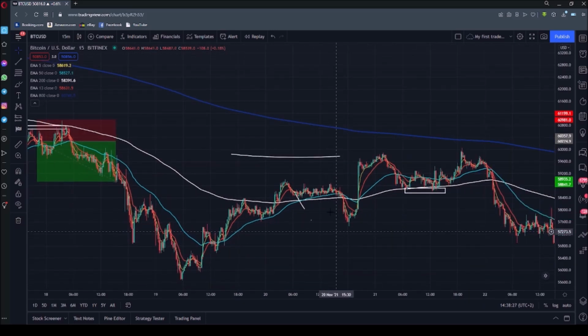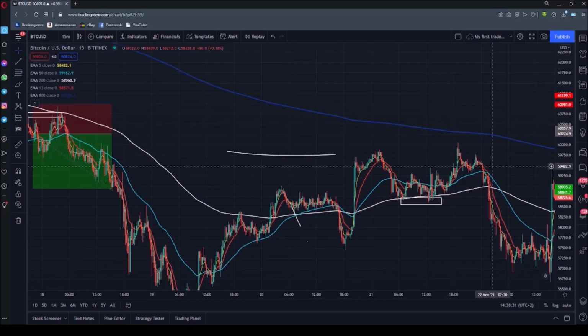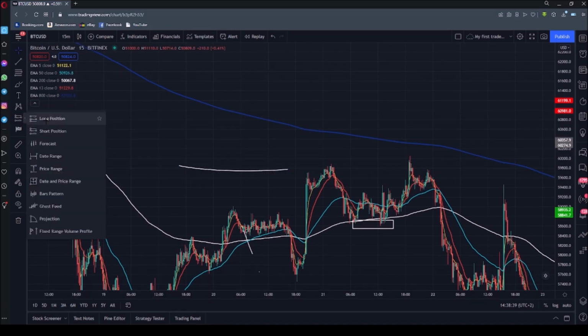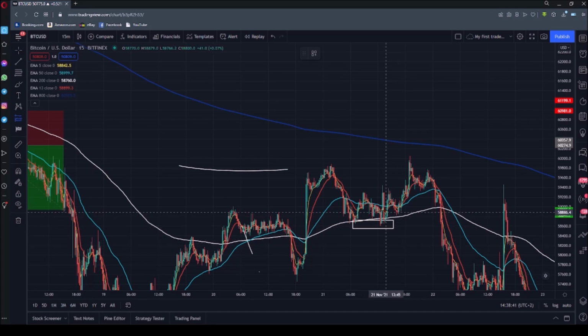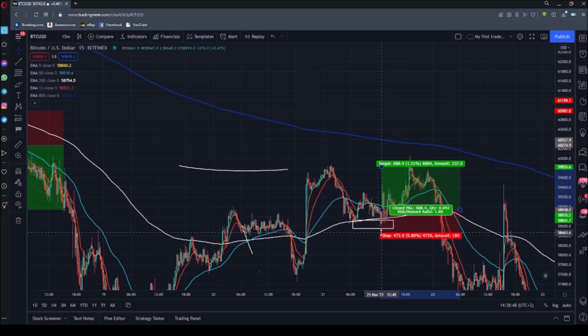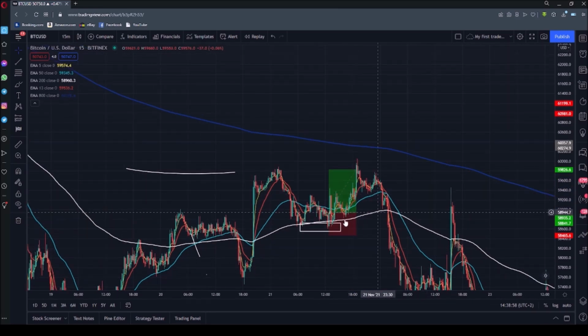We can see that after this crossover, the first W that came was this one, and it was a long position candle closure above the first 13 EMA, stop loss below structure, take profit at 1.5R, and we made our entry.